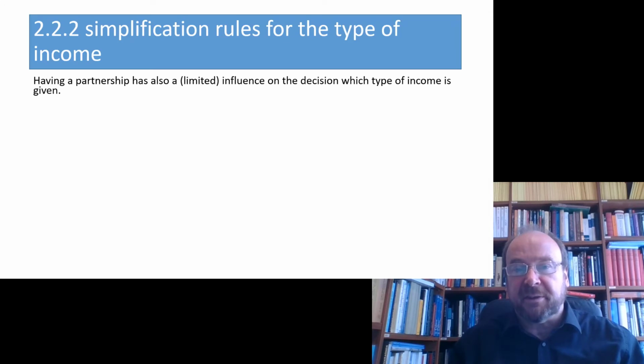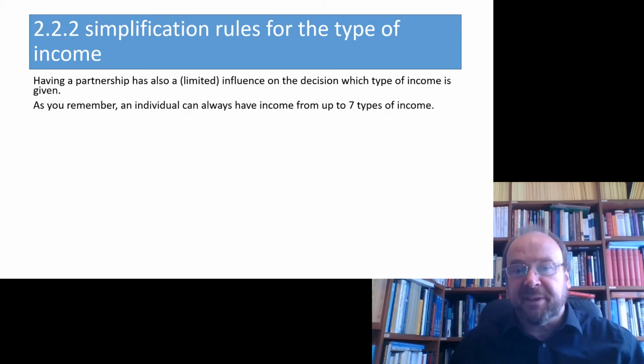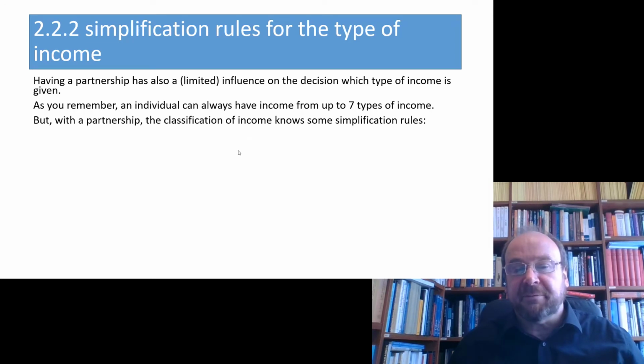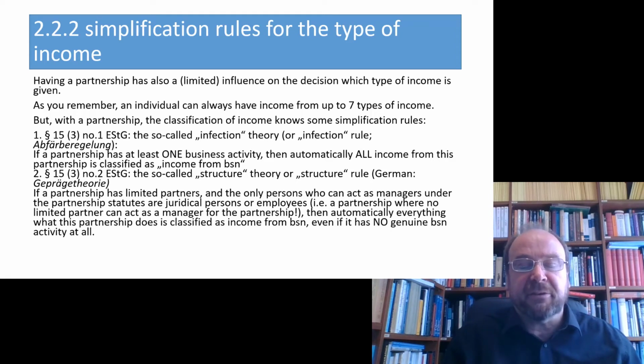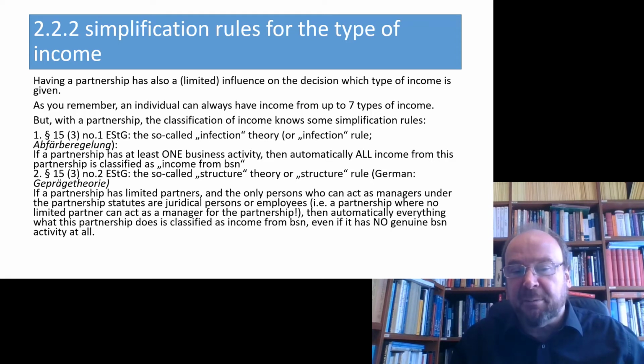Here, in the course of the historical development, German law has established several simplification rules. Whereas an individual always can have all the 7 types of income, several simplification rules came into being concerning partnerships just to make life more simple. The first one can be found in paragraph 15.3 number 1. It's the so-called Abfärbetheorie, or called infection theory.